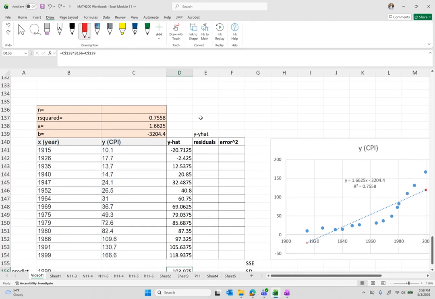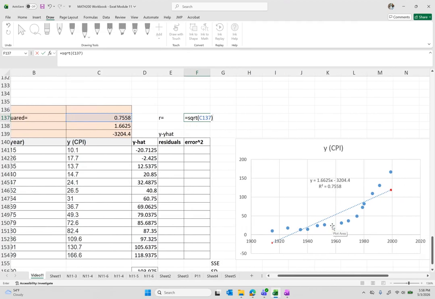So from R squared, we can find R. I'm going to find it up here. It will be the square root of R squared. Does it have to be positive or negative? Since this slope is positive, 1.66, the R will also be positive. So I found R to be approximately 0.869.